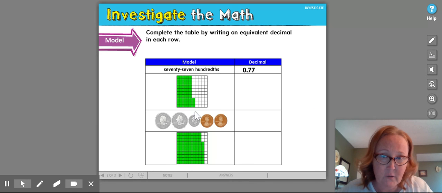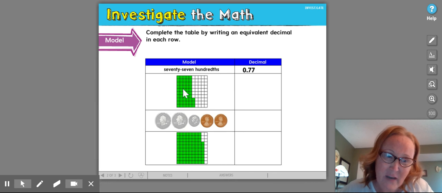Let's look at this model. Here we have the hundredths grid, all broken into 100 pieces. How many are filled in? 10, 20, 30, 40, 50, 1, 2, 3. So here we have 53 out of 100. And notice I still counted these as tenths. I counted the tens, right? Because they are tenths.